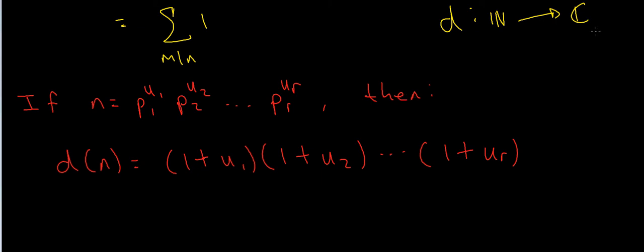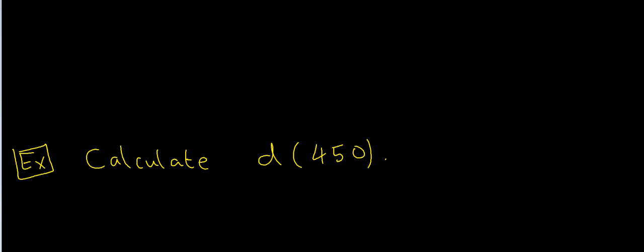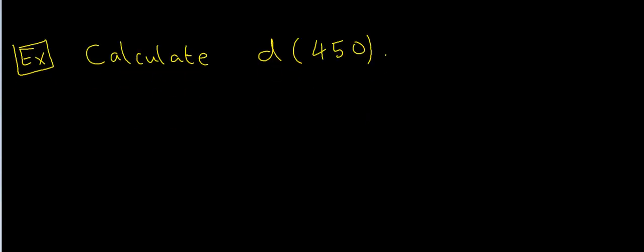So let's look at a few examples of this in action. The first example asks us to calculate d of 450. What is the number of positive divisors of this number? Well, I don't want to have to look at all the divisors from 1 to 450 individually, so what I'm going to do instead is try and find the prime factorization of 450. So let's do that. 450.